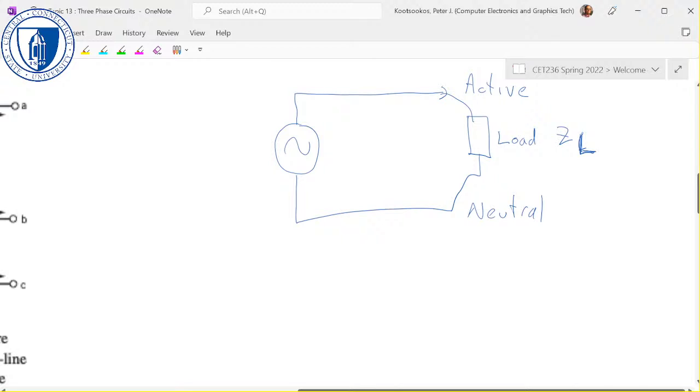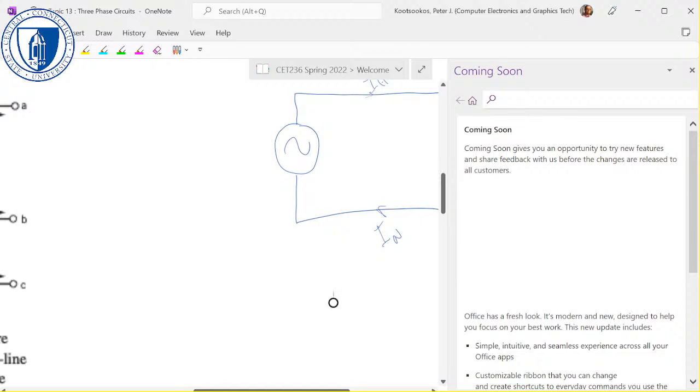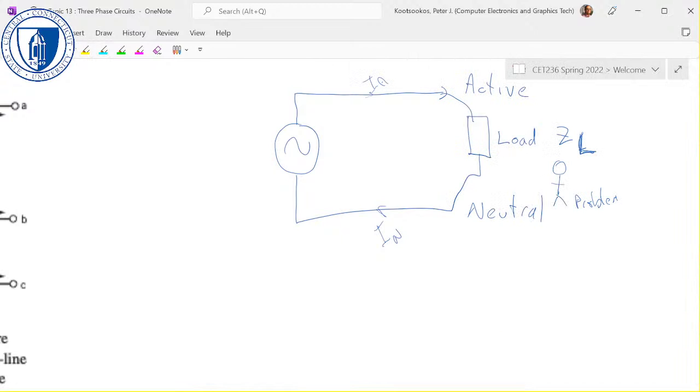What they do now is they can measure the current, IA and IN. But if there's a problem, here's me, I'm the problem, right? And I touch, oops, go away, go away. And I touch there. And the current flows through me, IA and IN are going to be different, right?